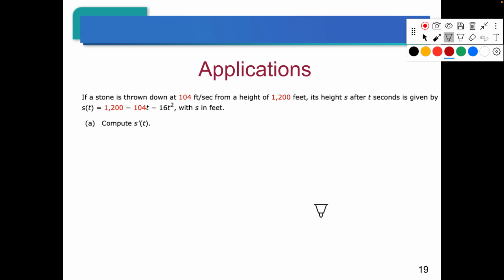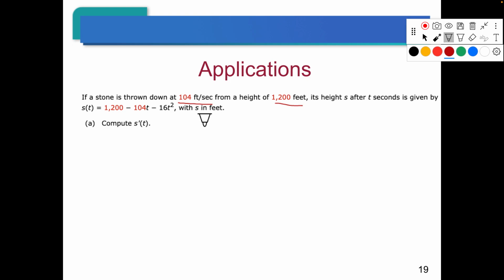These are from the homework copy of the screen. You'll have this, but you might have different numbers here. I thought we'd go through one of the applications and see how we do. If a stone is thrown down at 104 feet per second, and what's 104 feet per second? What kind of a number is that? It's a rate, right? So that's actually a derivative. From a height of 1,200 feet, its height s after t seconds is given by this function.